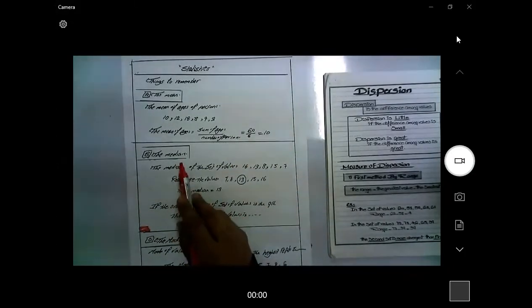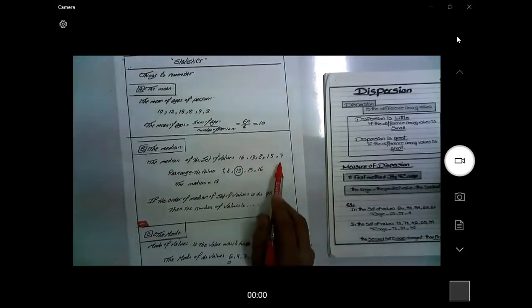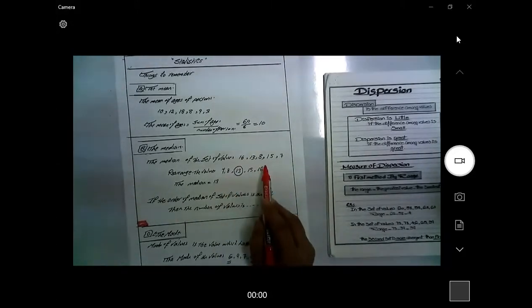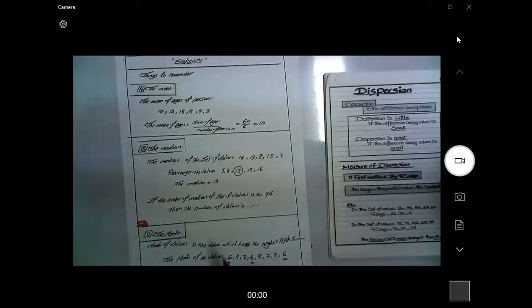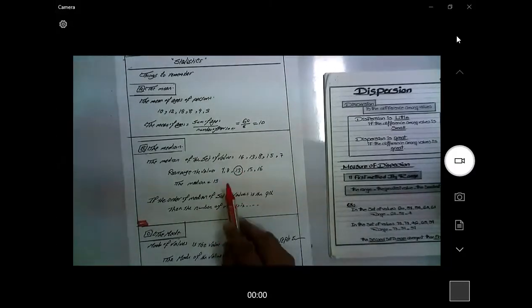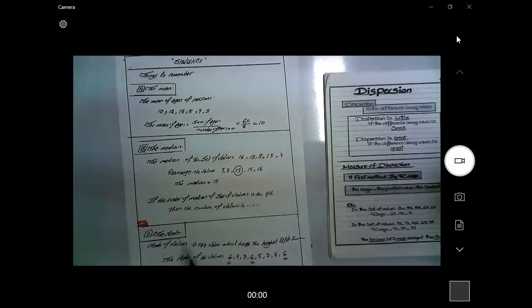Second, the median. If we have the ages of 5 persons and we want to get the median of these values, we arrange them either ascendingly or descendingly. So the values after arrangement are 7, 8, 13, 15, and 60. The median is the middle value, which is 13. So the median of this set of values equals 13.